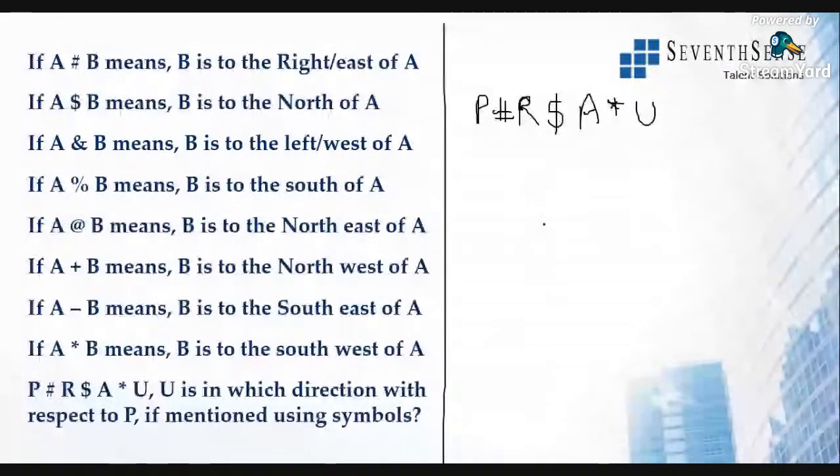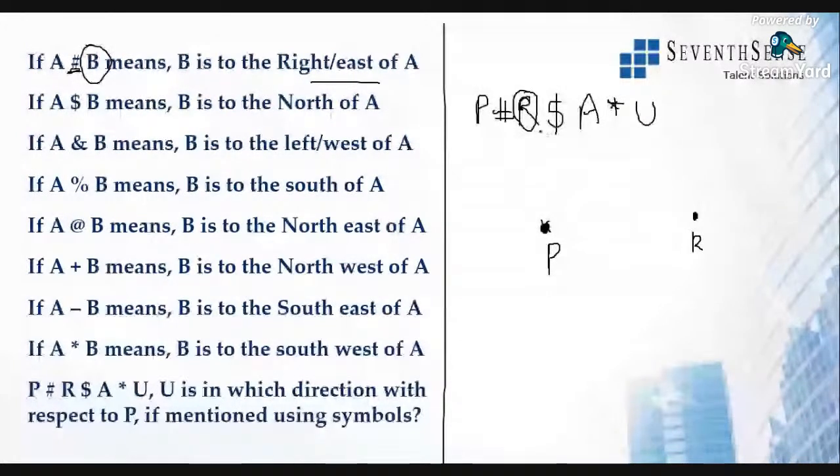So ash, in the sense it is here, it is east. So P is a B. B is to the east. So that is second person. All right, this means R is to the east of P. So here there is one position. So if P is here, R is to the east of P. So here R comes. Next, R dollar A.